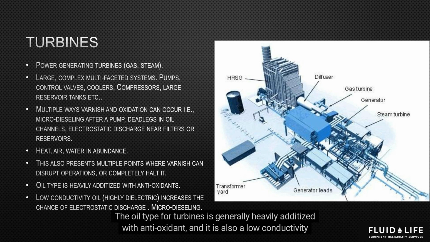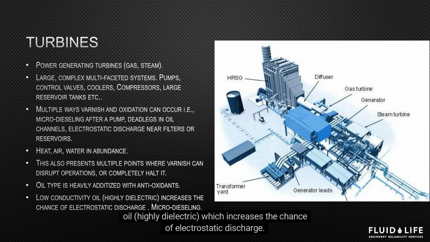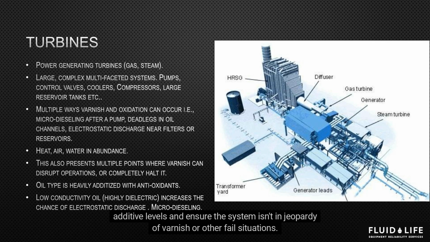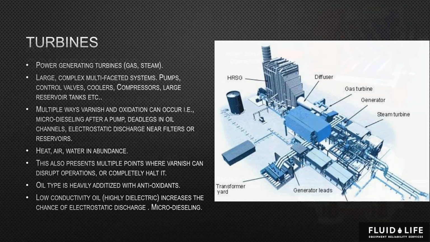The oil type for turbines is generally heavily additized with antioxidant, and it is also a low-conductivity oil, highly dielectric, which increases the chance of electrostatic discharge. RPVOT, ruler, acid, oxidation, varnish MPC, and wear metal testing should be done regularly to monitor additive levels and ensure the system isn't in jeopardy of varnish or other fail situations.